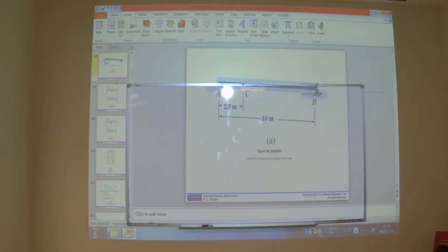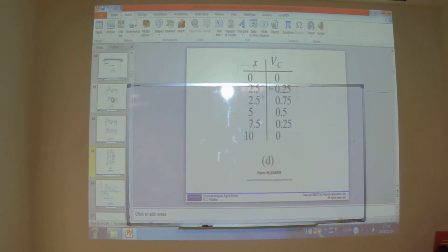When the load is at the point, it would be maximum when the load is acting on it, right? Yes, maybe. Alright. See this table. This table gives you the shear force at point C when the load is at 0, minus 2.5, plus 2.5, 5, 7.5 and 10. What is this? I explain it to you right now.